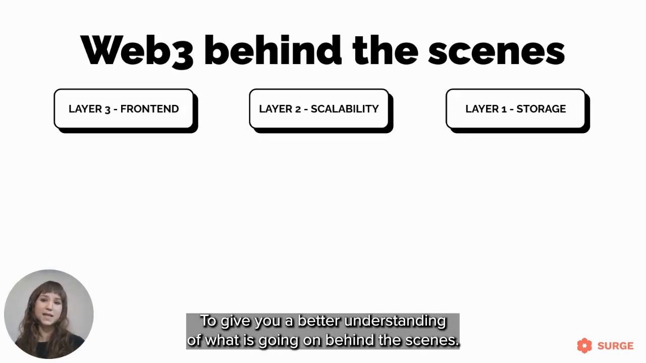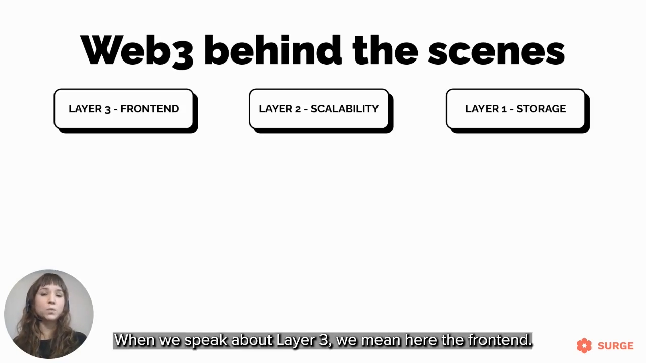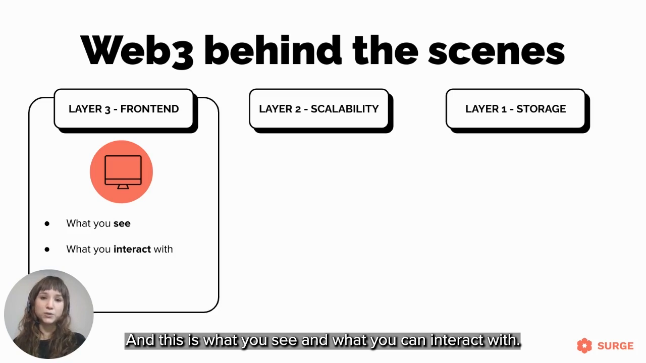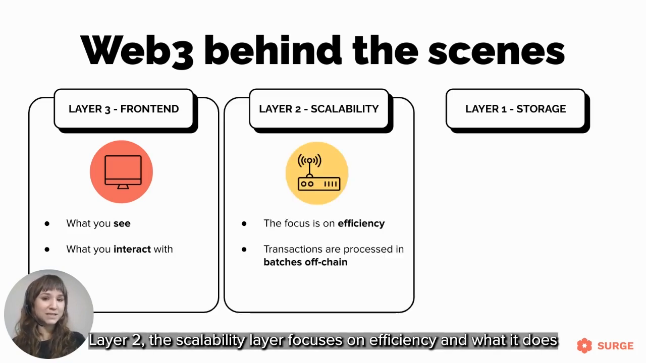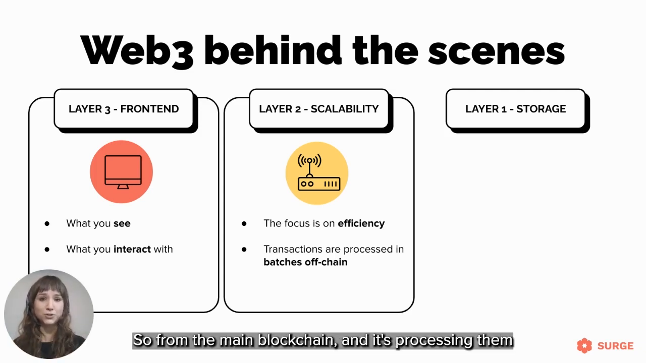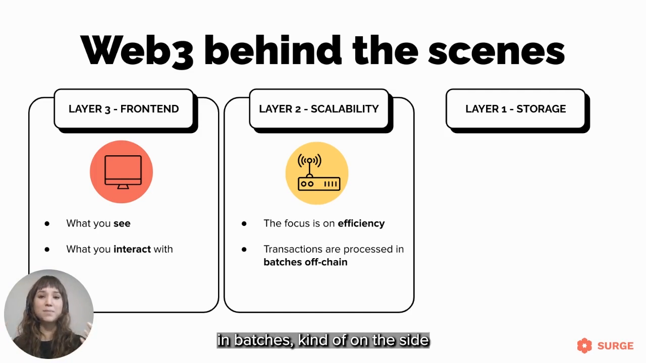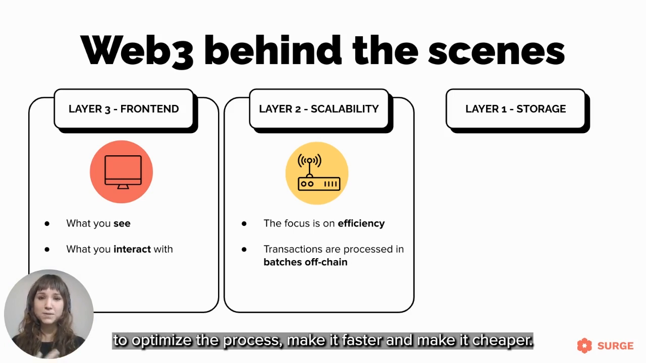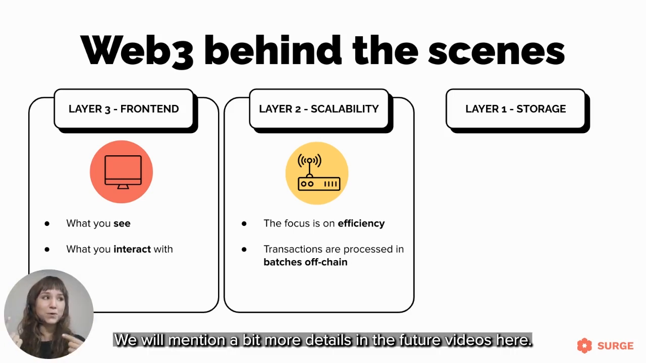To give you a better understanding of what is going on behind the scenes, when we speak about layer 3, we mean here the front end. And this is what you see and what you can interact with. Layer 2, the scalability layer, focuses on efficiency. And what it does is that it takes the transactions off chain, so from the main blockchain, and it's processing them in batches, kind of on the side, to optimize the process, make it faster, and make it cheaper. We will mention a bit more details in the future videos here.